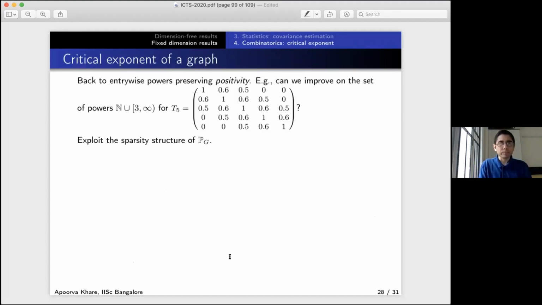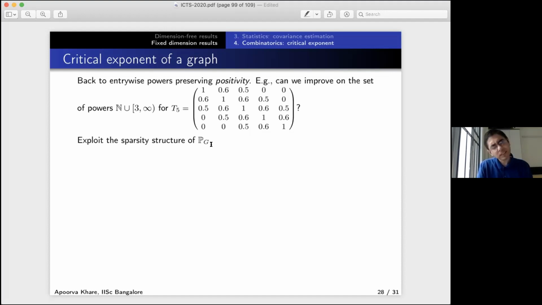Anyway, back to the problem at hand, and let me finish quickly. So remember, what were we doing? We started with a fixed dimension. We started with a graph with n vertices. N is the dimension, and we want to understand which powers preserve positivity on matrices with zeros according to such a graph. So can we do better than the FitzGerald and Hahn crude bound by using these zero patterns here?